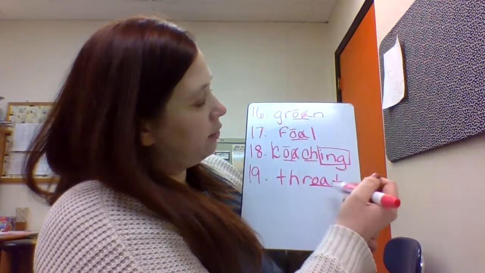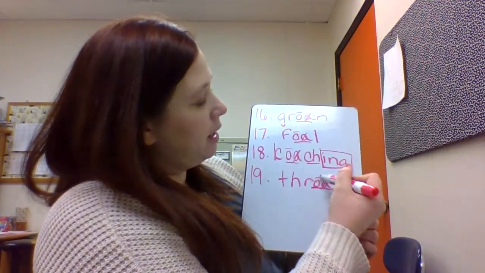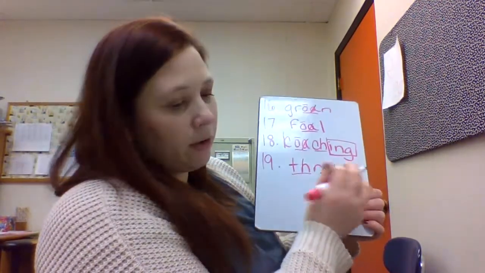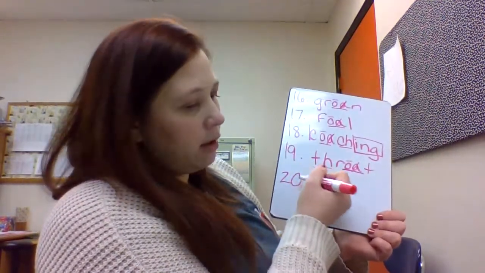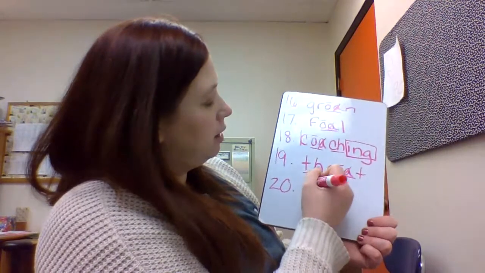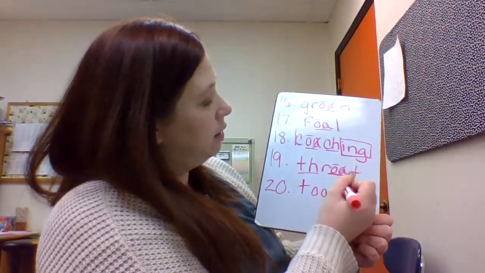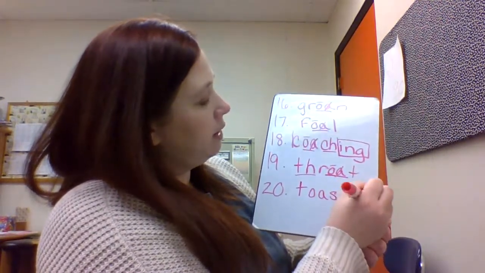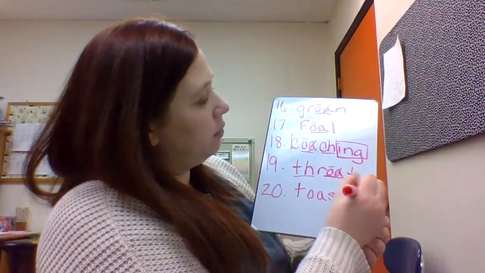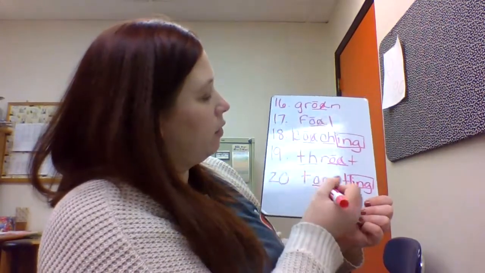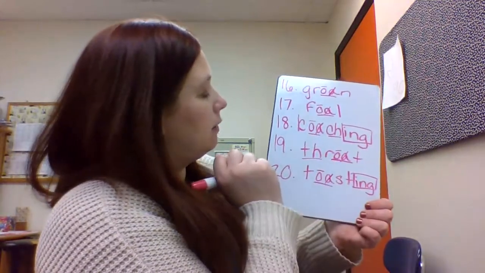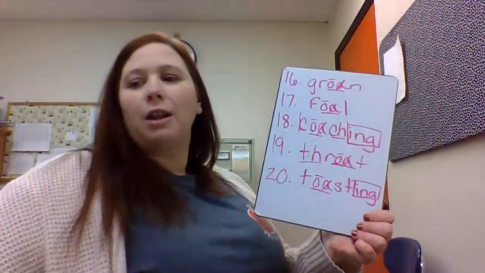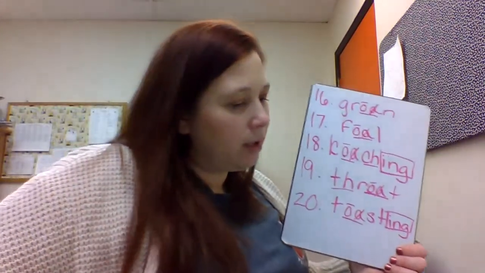Again, underline our digraph OA, cross off the A, macron on the O, and then we have our TH digraph we underline as well. Number 20, toasting. Again, we have that ing suffix. We're going to box off. Here we have our OA digraph. We're going to cross off the A, and the O gets the macron. Go ahead and draw a line to the picture that matches over there.